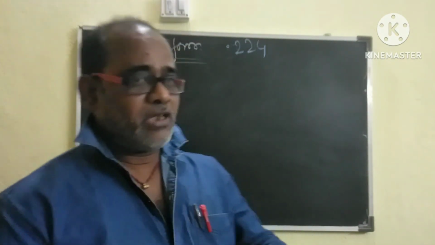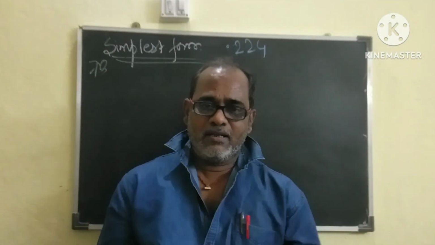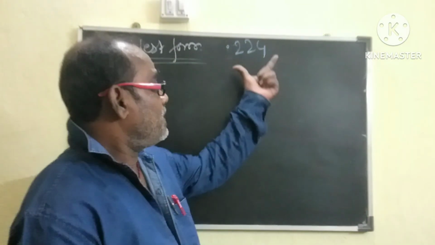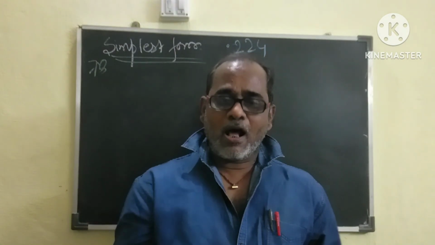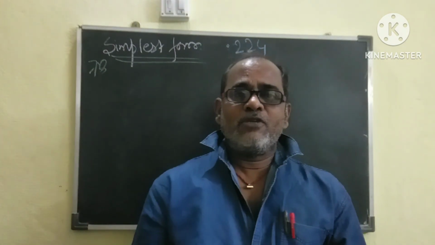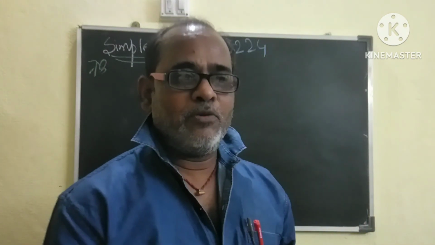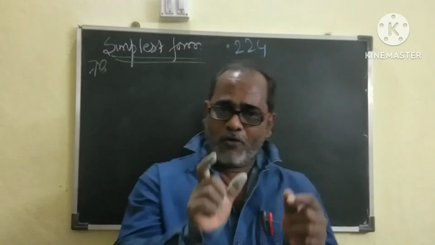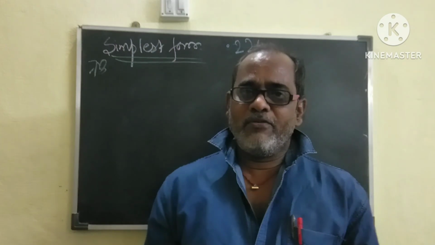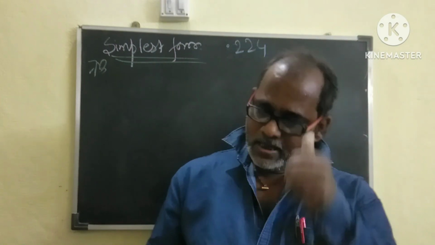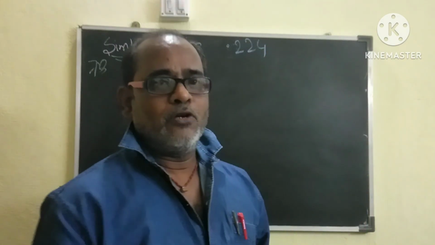So one thing you have to keep in your mind, आपको क्या लगा रखना है? सिंपलेस्ट फॉर्म करने के लिए न्यूमरेटर और डिनोमिनेटर का आप HCF निकालिए. First find the HCF of numerator and denominator, then divide both numerator and denominator by the HCF. Your final answer will be in simplest form. Let us do it first.